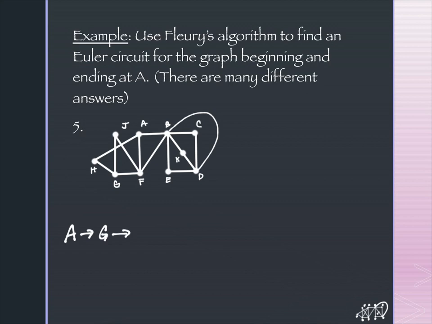Okay, now we're at G. Where do you want to go? You have three options. You can go G to H, G to F, or G to J. Somebody pick one. H, thank you so much. G to H. That eliminates this one right here.